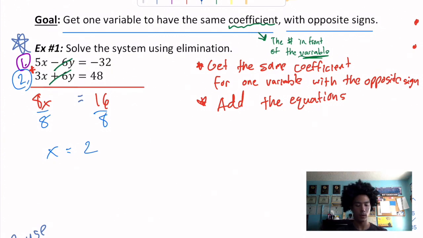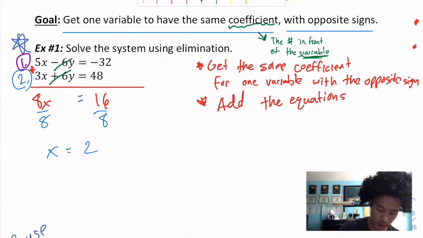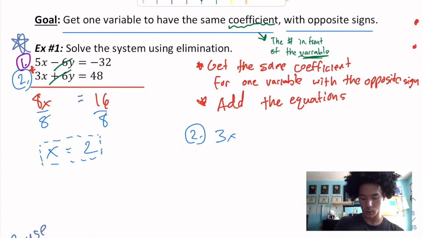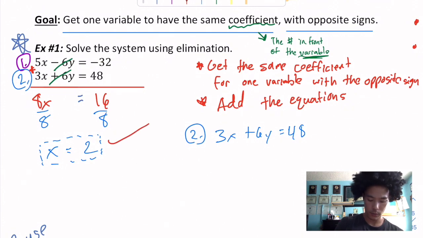Easy money. So now what? We need to solve the system. We're going to plug this back into one of the equations. It doesn't matter which one. Let's plug it into equation 1, just because, actually, see, it's too many negatives. I'm just going to do equation 2, because I see so many negatives in equation 1. You're going to plug it in. 3 times 2 plus 6y.